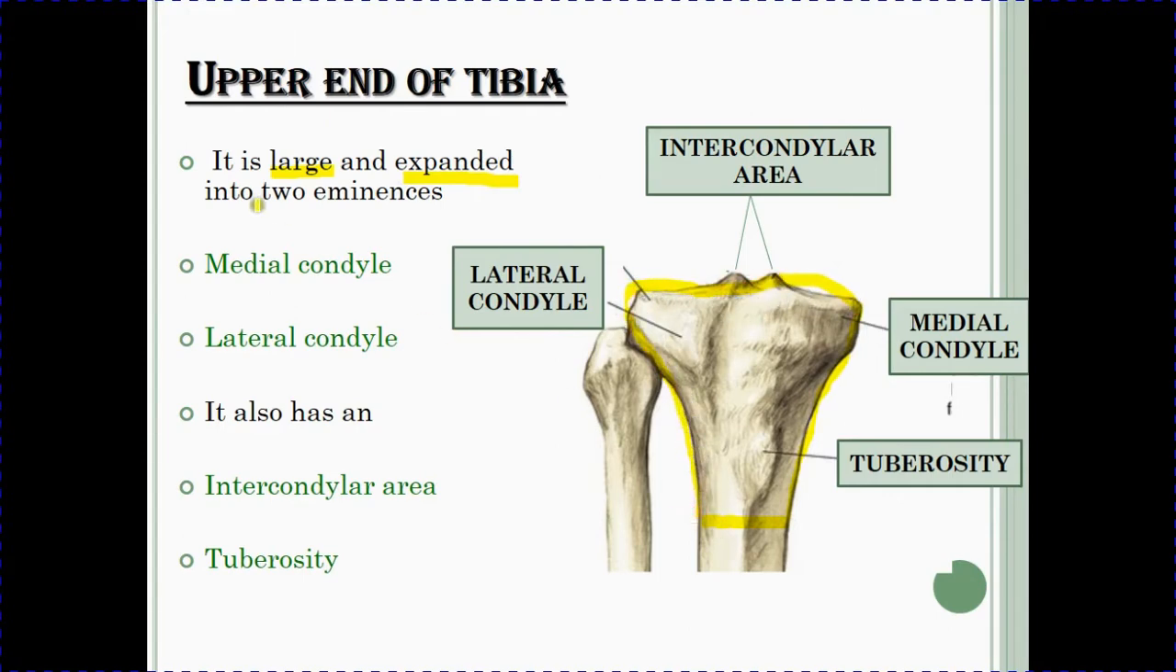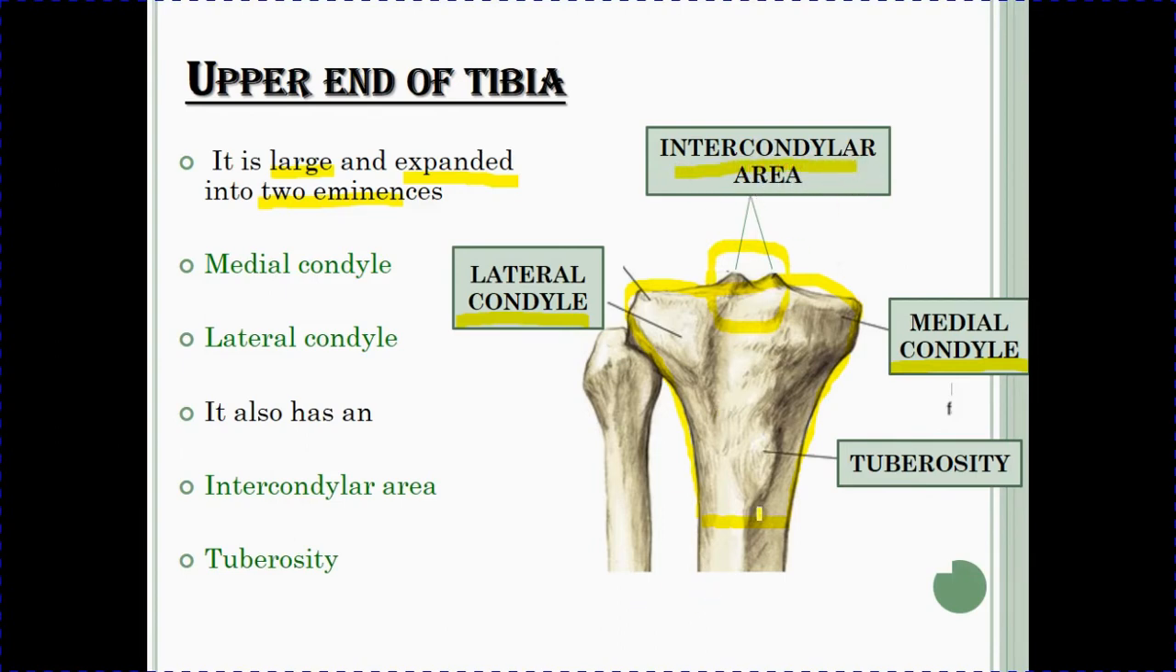It has two important eminences. They are called condyles. It has a medial condyle and a lateral condyle. The upper end also has an intercondylar area. The area present between the two condyles is called the intercondylar area.